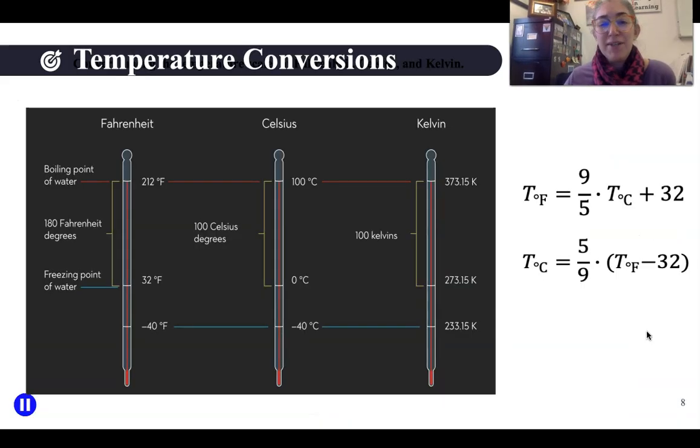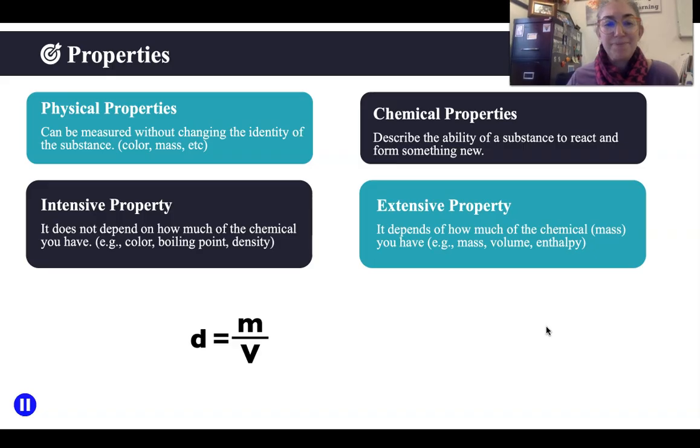Temperature scales. There are 3 different temperature scales: Fahrenheit, Celsius, Kelvin. We use all 3, mostly Celsius and Kelvin though, in chemistry, and these are the formulas to convert between them. Celsius and Kelvin are just 273.15 degrees apart, so you just add 273.15 to go from Celsius to Kelvin.